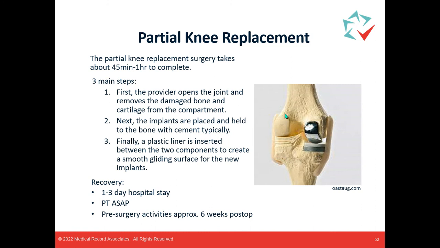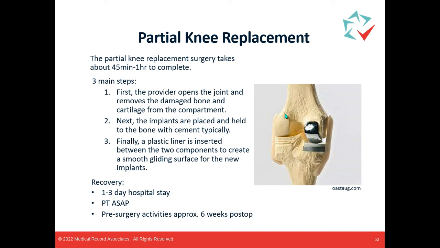Partial knee replacements are a three-step process. They typically take an hour or less to complete. First, the surgeon opens the joint and removes the damaged bone and cartilage. Then the implants are cemented or press fixed into place. And finally, a plastic liner is inserted between the two components to create a smooth gliding surface.